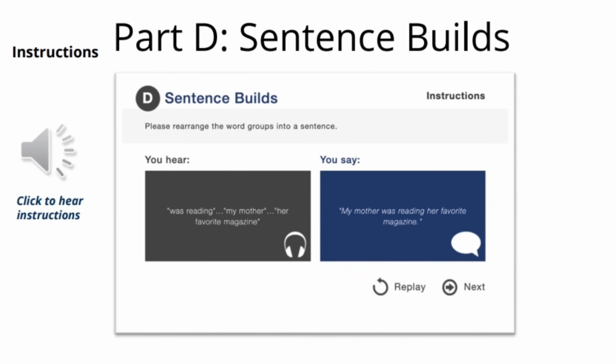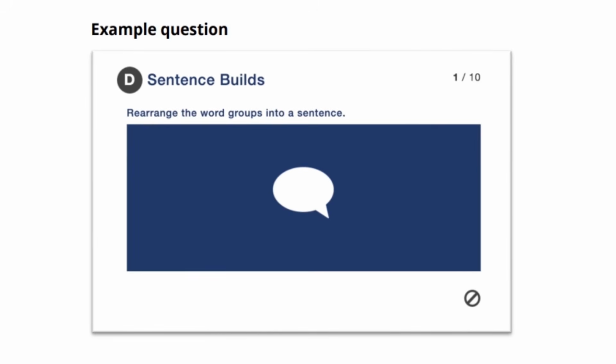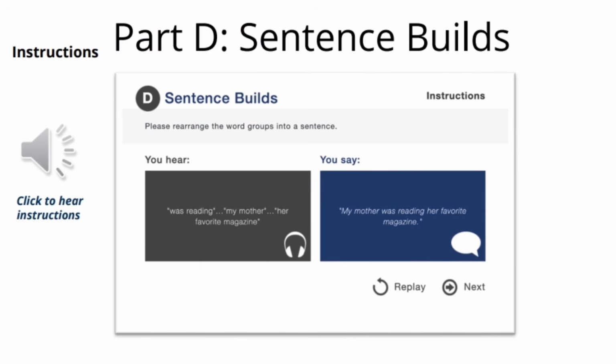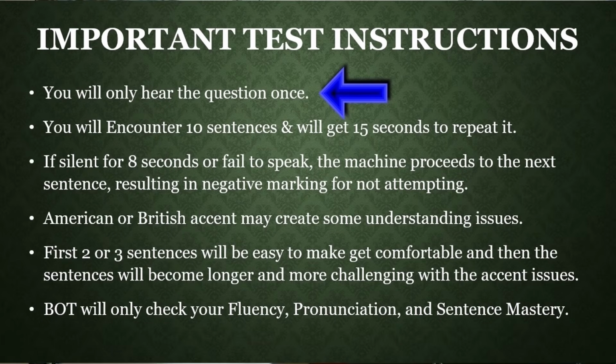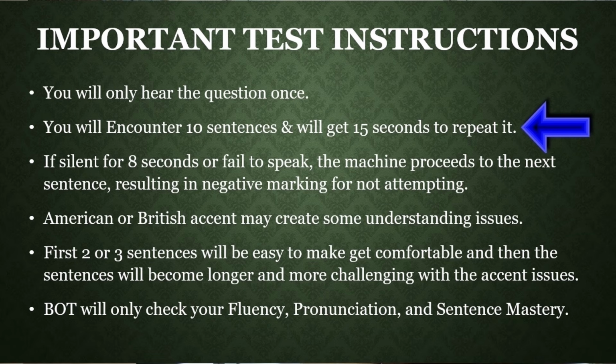Part D, Sentence Builds. In this section, you need to rearrange the word groups into a sentence. Means you will hear 3 short phrases. The phrases will be in a random order and we need to rearrange them into a sentence. Example, what will say was reading my mother, her favorite magazine. And our reply would be, my mother was reading her favorite magazine. You will only hear the sentence once. You will encounter a total of 10 sentence build questions. You will get 15 seconds to build the sentence.